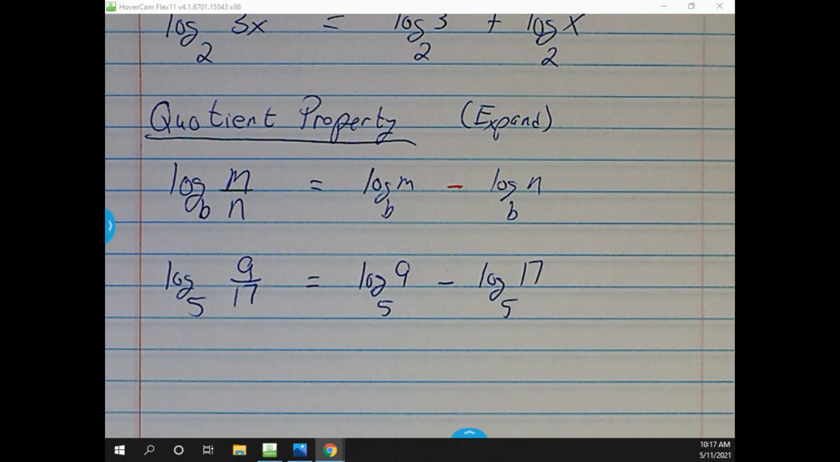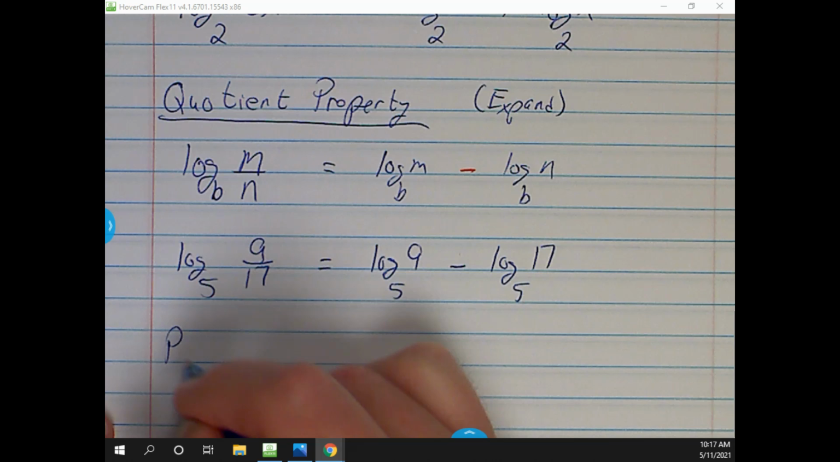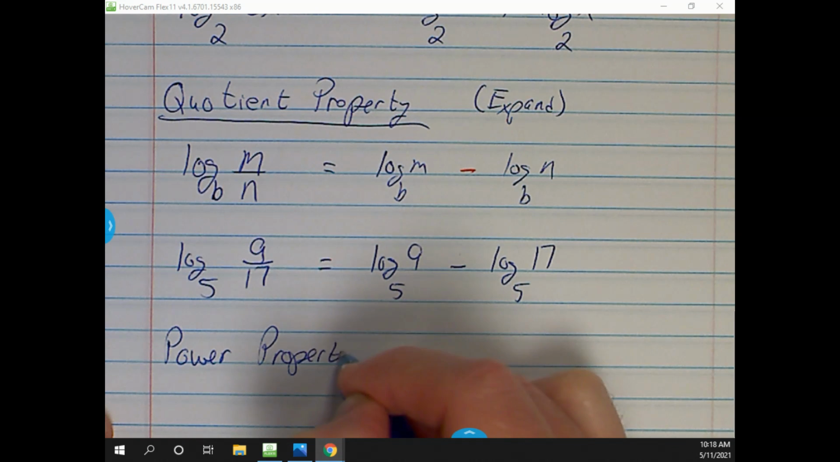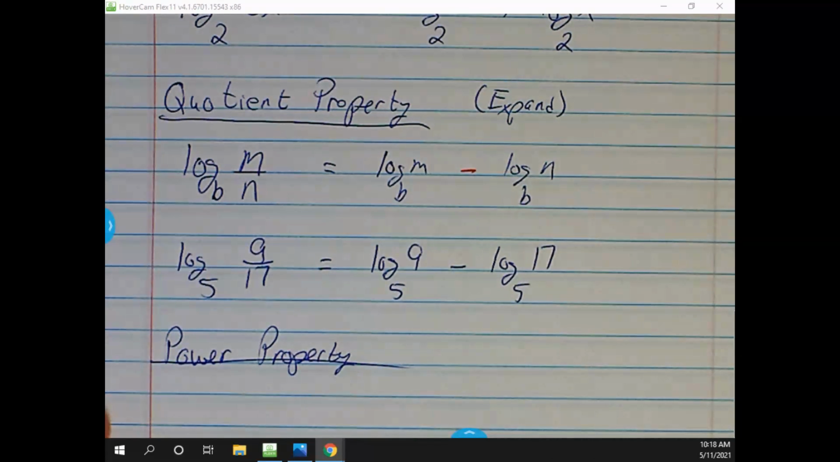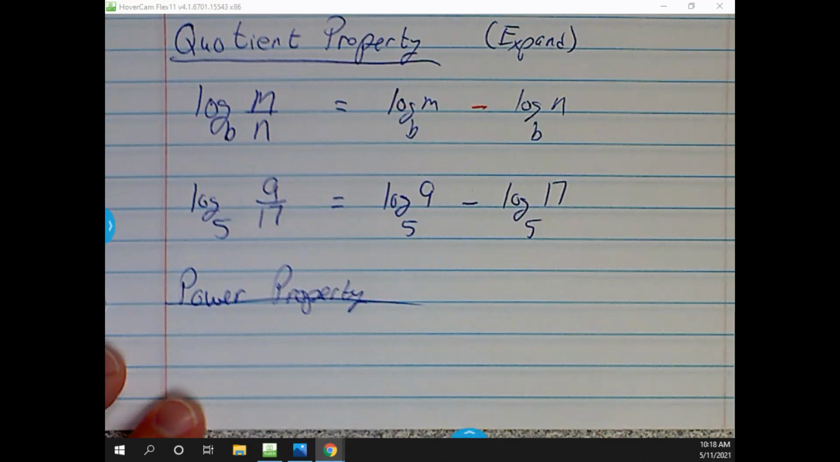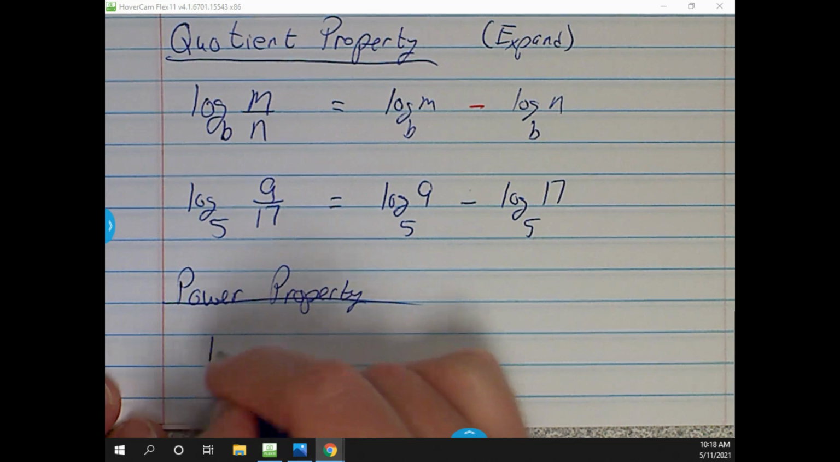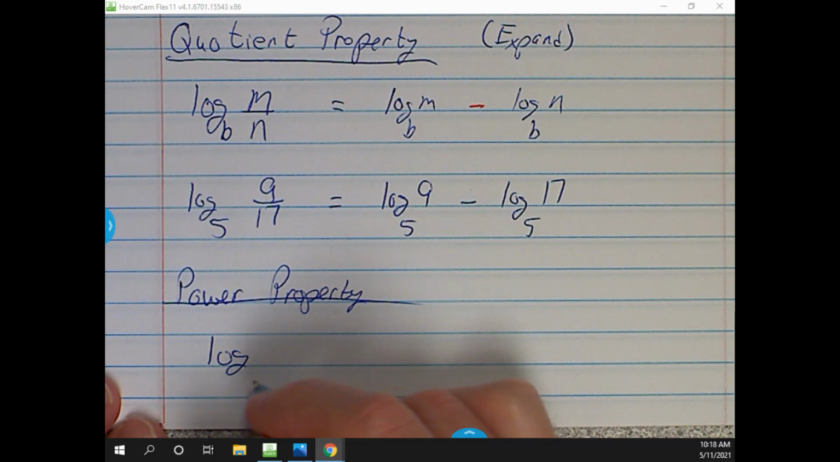Okay, and the third property that we're going to do is the power property. Okay, and it's not he who has the power gets to make all the properties. That's a little different power rule there. And it's expansion, but it doesn't really expand it. It doesn't really make it longer.